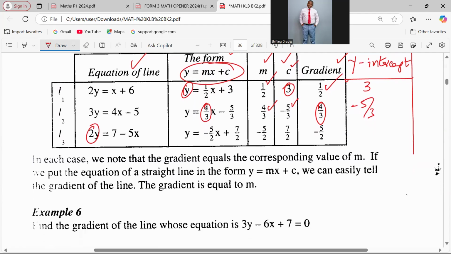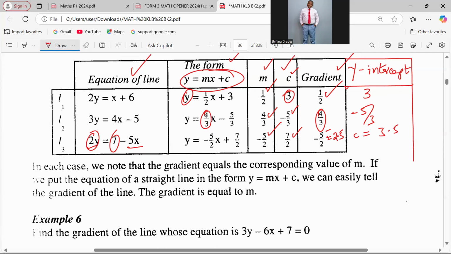We have to rearrange so that the part with x begins. So negative 5x is the one to start here. But now remember, we are dividing by 2 throughout. So negative 5 over 2 x plus 7 over 2, whereby m is negative 5 over 2. So the gradient is exactly going to be negative 2.5, and the y-intercept c is going to be positive 7 over 2, which is 3.5. Positive 3.5.